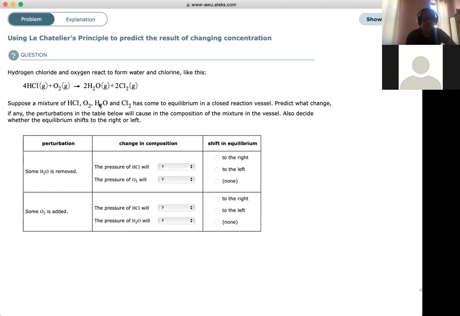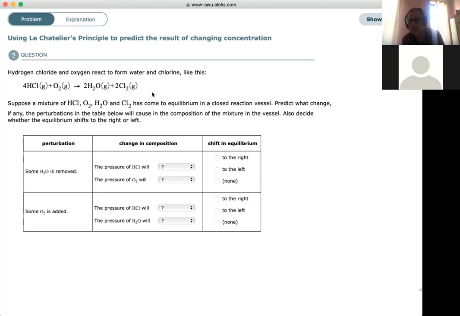That pressure is going to decrease because it's going to be used to make these products. H2O, be careful, this is on the other side. This is going to increase. The pressure of that will increase as you start producing it. So again, the reaction is shifting to the right. Notice in the first one, you removed water. That causes the reaction to shift to the right. You added more O2 in the second one, and that also caused the reaction to shift to the right.